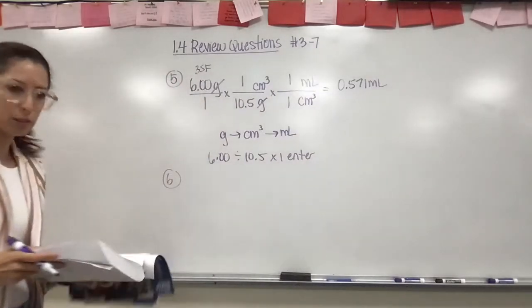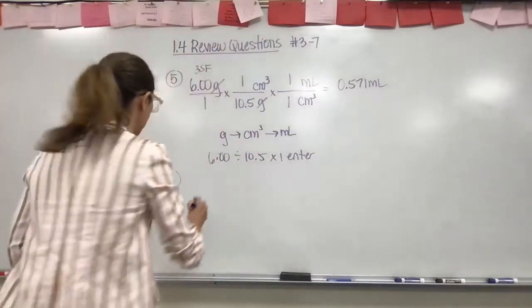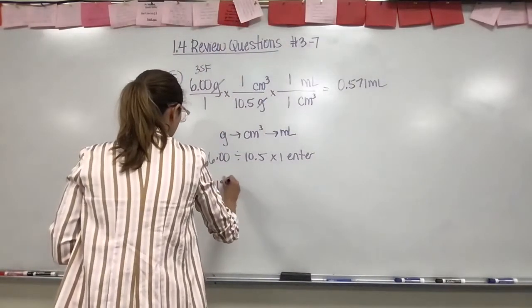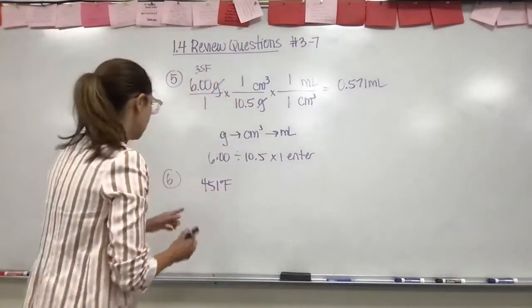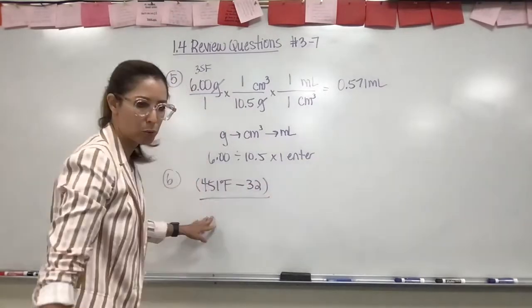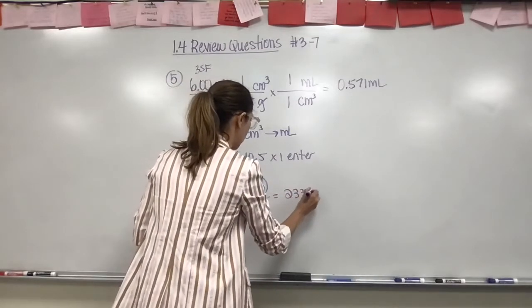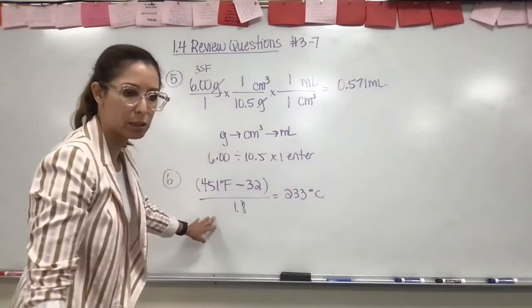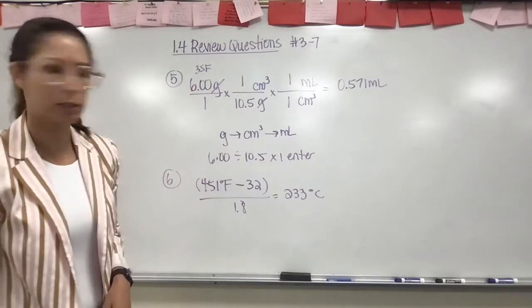For question number 6, it says that we've got 451 degrees Fahrenheit. And we want to convert degrees Fahrenheit into degrees Celsius. So you would subtract 32 first. Then you would divide by 1.8, and this is going to give you 233 degrees Celsius. Just round this to the nearest whole number rather than following the rules of sig figs.